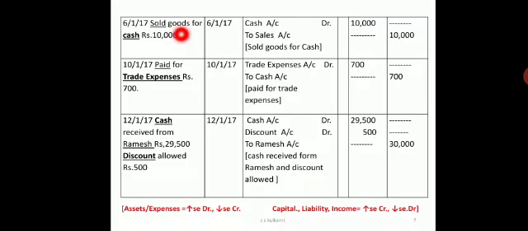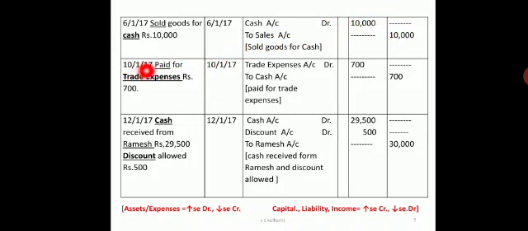Next one I am having on 6th, sold goods for cash. Now when I am saying sold goods for cash, cash is generated on sales. So cash is increased, so cash account is debited to sales account. Now sale is a main source of revenue for any business. So sales is an income, it will be on the credit side, 10,000.